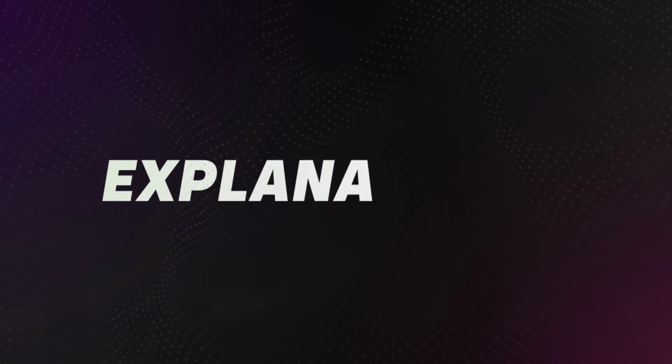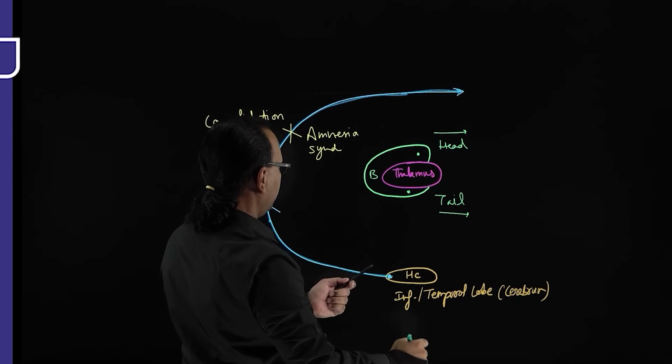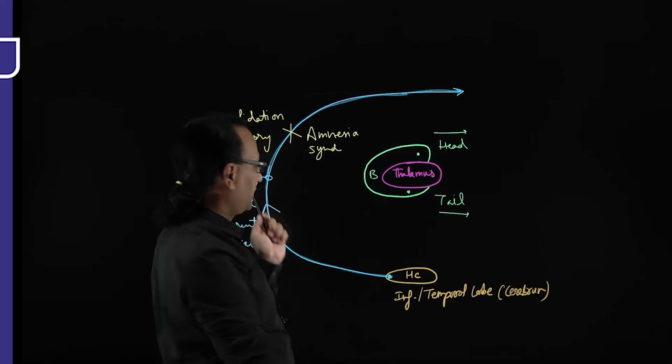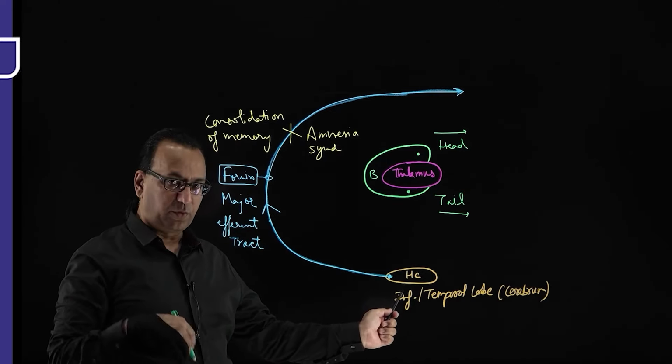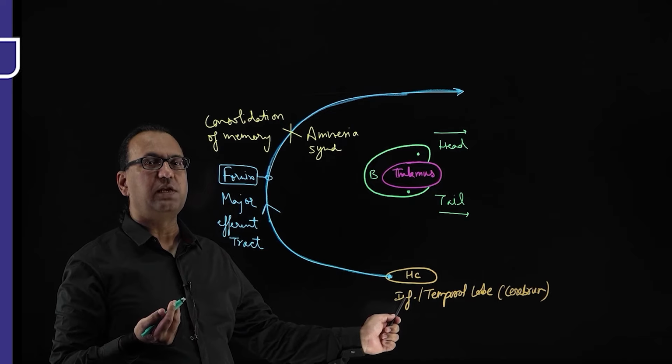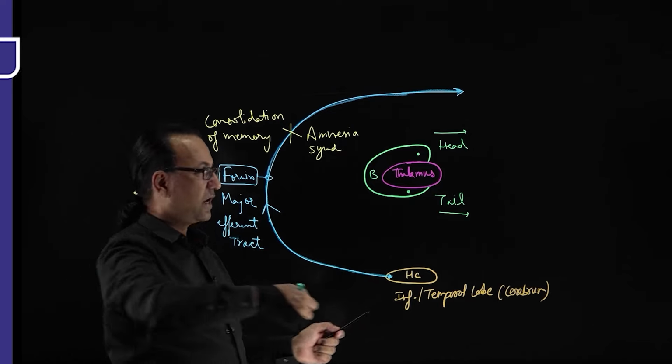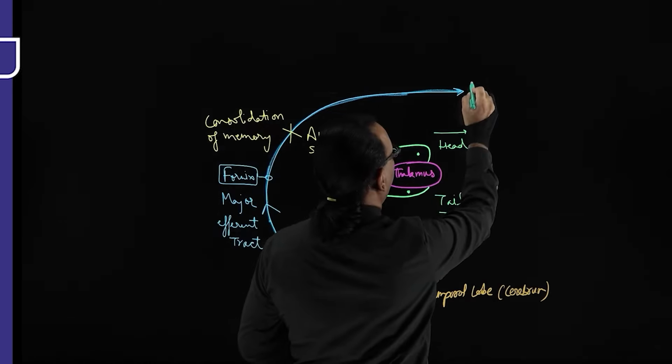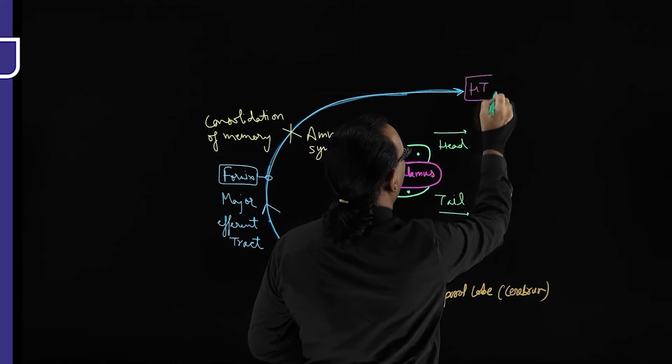Fornix. Here's the explanation. Now, where is the fornix, the collection of axons, carrying information from the hippocampus towards? It is towards the hypothalamus. In the hypothalamus, there are mammillary bodies, and this information is reaching the mammillary bodies.